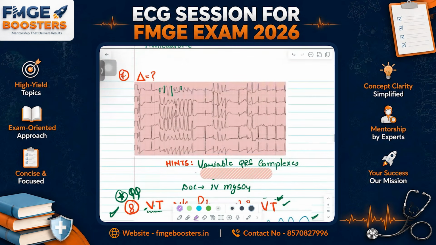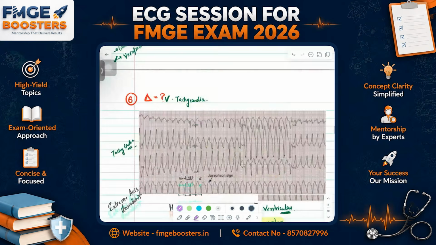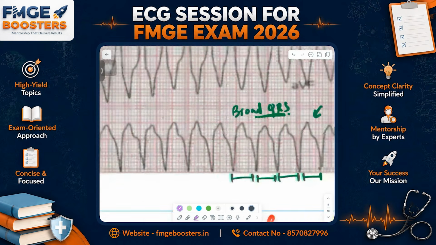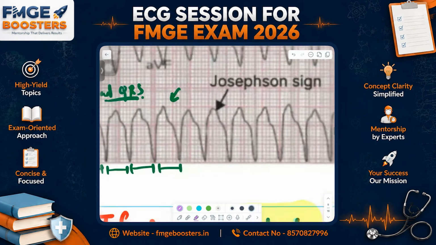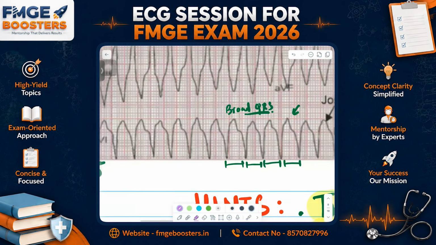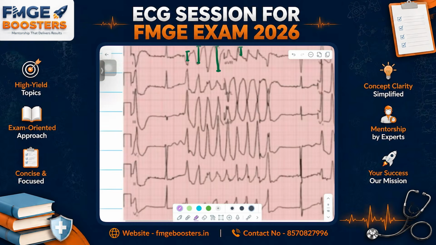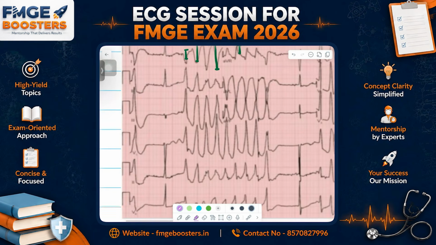Tell me, what is this question? What we did here was broad QRS. But do you see the morphology here, guys? All QRS are looking the same. I mean, there is not much difference in any QRS. They all look similar. Okay? Now we are moving to a QRS complex where the QRS looks different from each other.